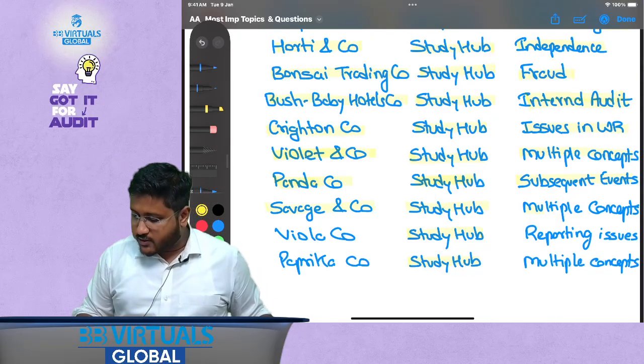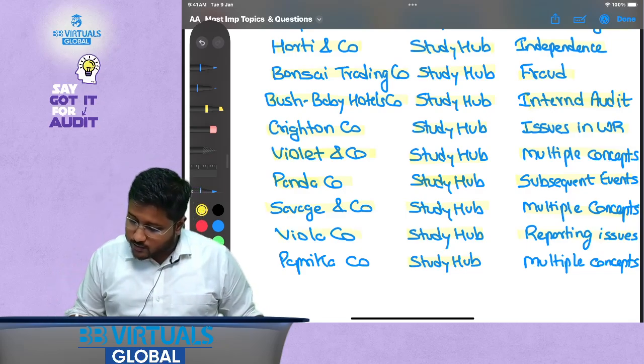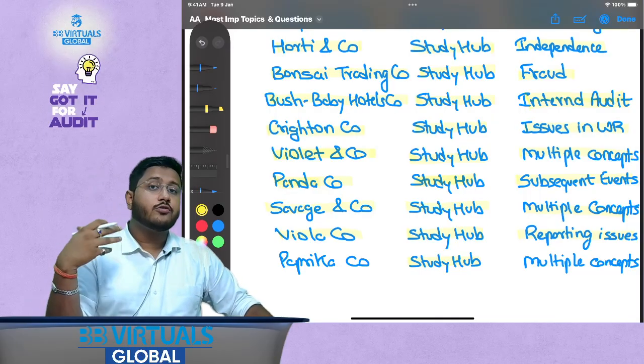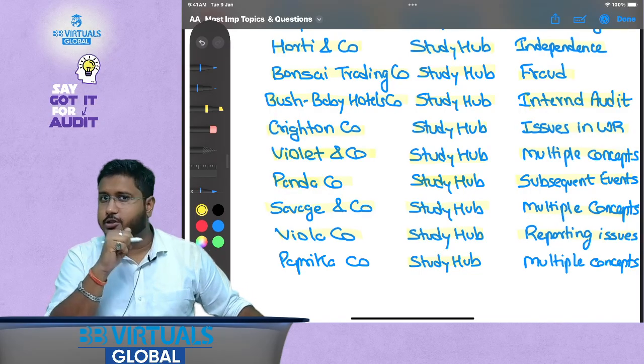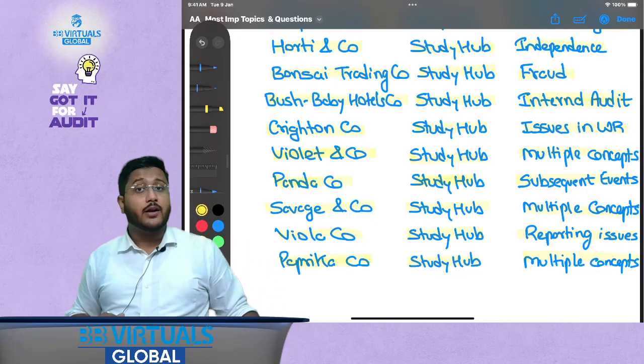Savage and Company talks about multiple concepts. Wyler Company talks about reporting issues, not just how the auditor needs to report, but how the auditor needs to report in different scenarios, and that is why this question is very important. Then Paprika Company again talks about multiple concepts.